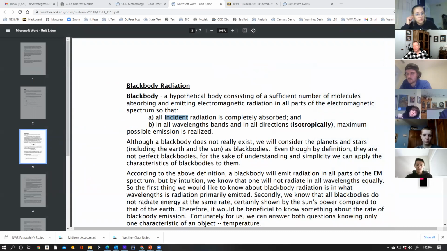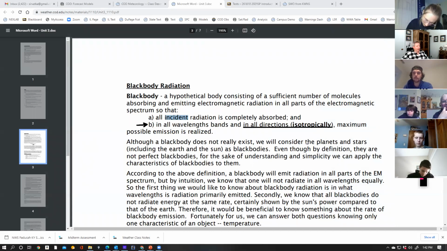Is a black body black? Well, a black body is black if it's not emitting anything. But what also happens is this: in all wavelength bands, in other words, all different types of wavelengths, all different names of radiation, and in all directions, and that's a word that says it's called isotropically. So this word isotropically means equally in all directions. You need to know that.